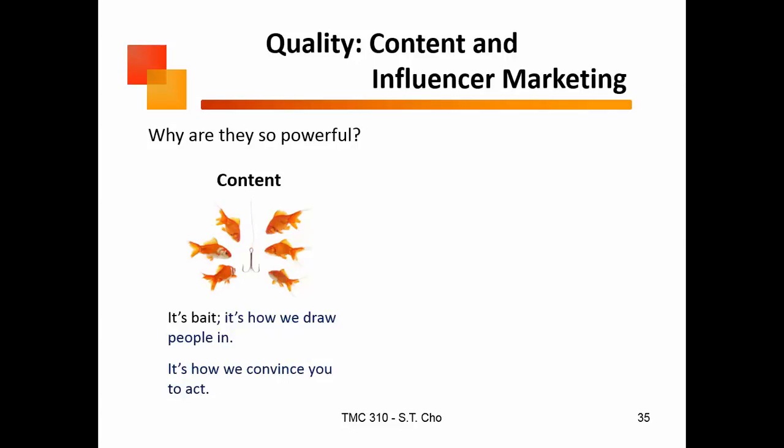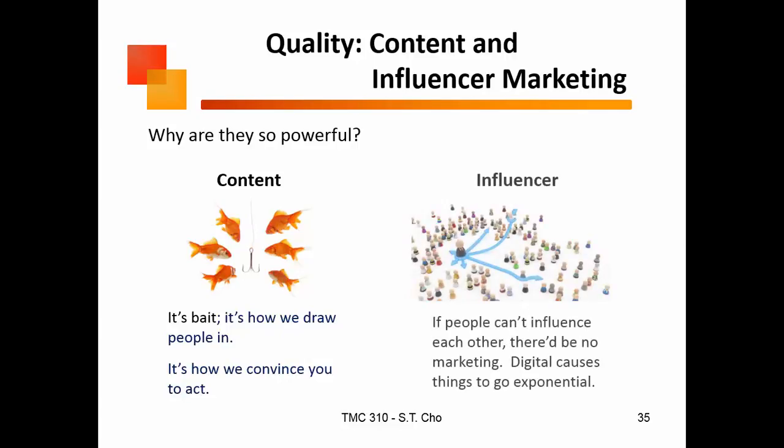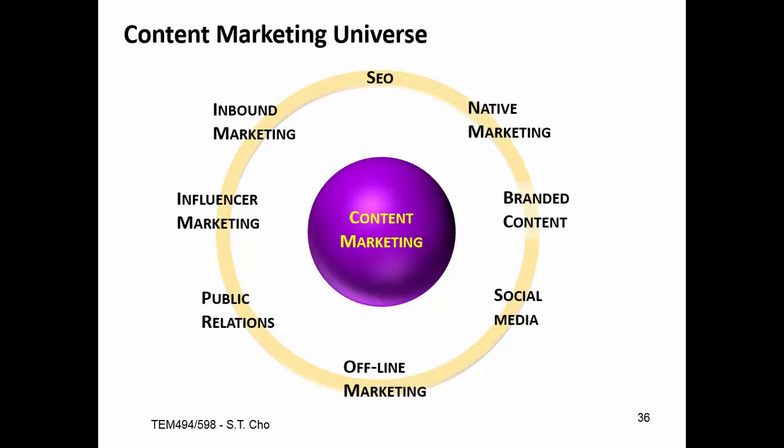Content and influencer marketing, we've talked about it, and it's such an important part of digital marketing. And that's because content is my bait. This is how I draw you in. This is how I keep you interested. This is how I get you to act. And influencer marketing, again, the 2 big features that we talked about. Number 1, there's a network that already exists out there that I can take advantage of. And number 2, it gives me credibility, that if the right people vouch for me, I'm in great shape.